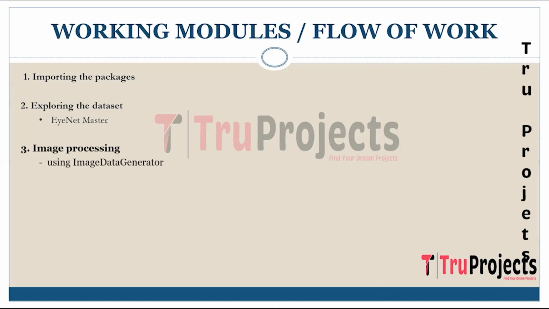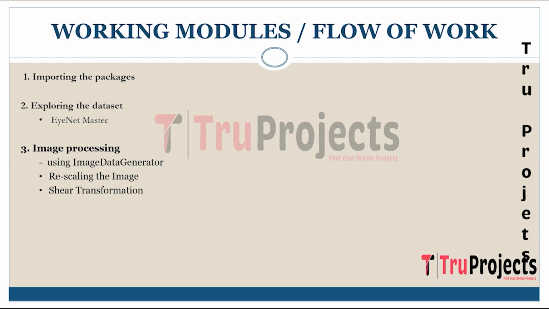Coming to image processing, this module is responsible for preparing the retinal images for model training and analysis. It involves the use of an image data generator, a tool for performing data augmentation and standardization. The specific process includes rescaling the image. This ensures that pixel values in the images are normalized, making them suitable for deep learning models.